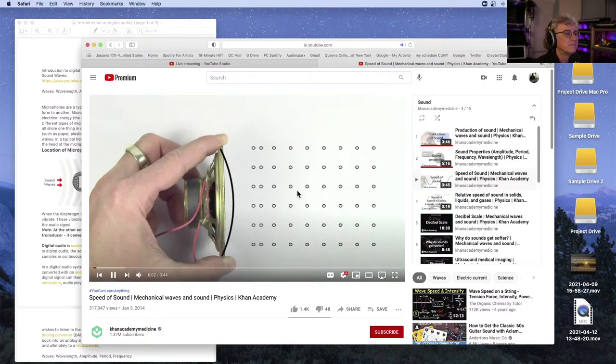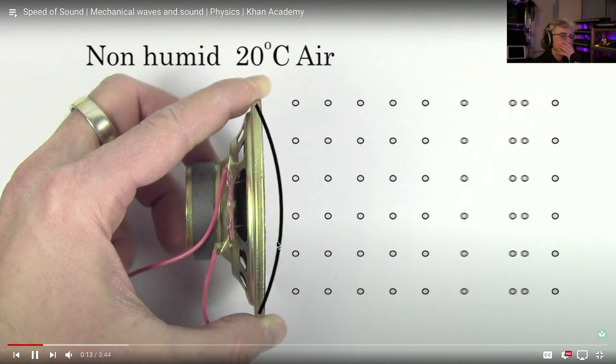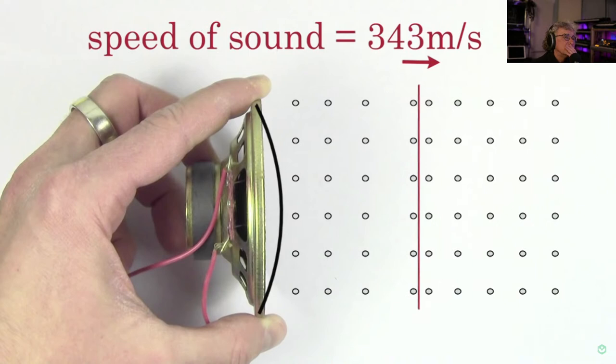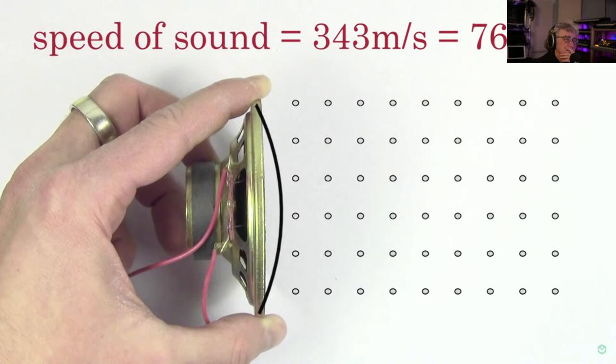If we let a speaker make one short burst, we'll create a pulse wave. We can find the speed of sound by looking at the speed of this compressed region as it travels through the medium. In non-humid air at 20 degrees Celsius, the speed of sound is about 343 meters per second, or 767 miles per hour. We can also watch the speed of sound of a repeating simple harmonic wave.